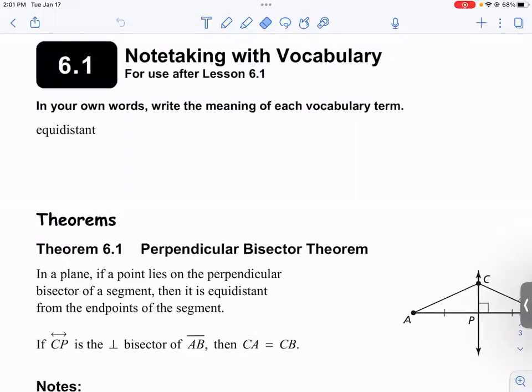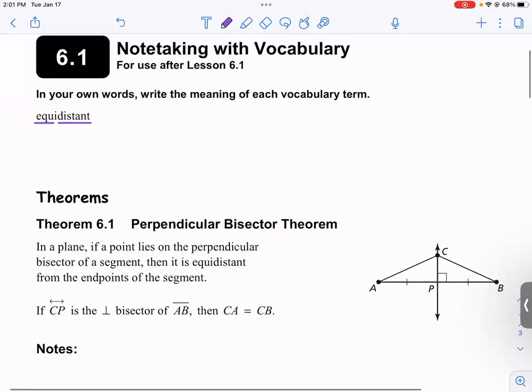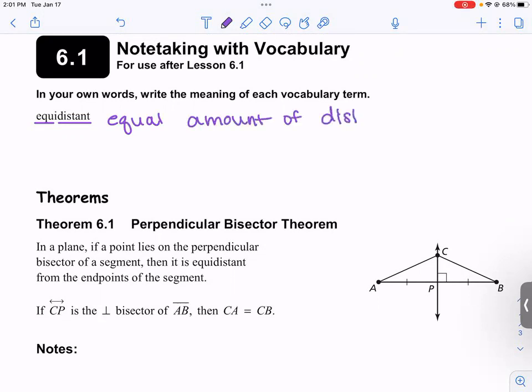Okay. The word equidistant. Let's break it apart. Oh, what did you say, Drew? An equal amount of distance. I really like that. Let's go ahead and rewrite that. Equal amount of distance. Like AB has the same distance as. So how about this? Exactly what it says.